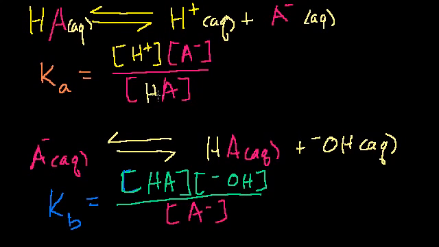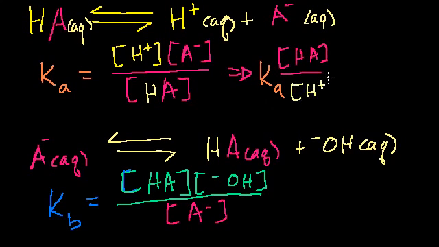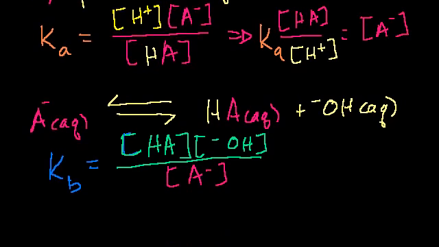If we multiply both sides of this equation by HA over H plus, we get on the left-hand side Ka times the inverse of this. So you have your HA over H plus is equal to your concentration of your conjugate base, A minus. And let's do the same thing here, solve for A minus.